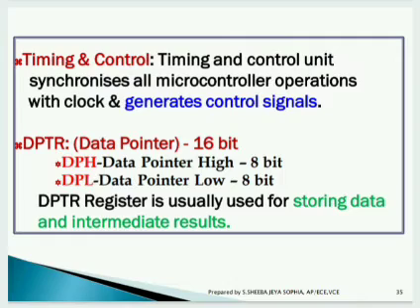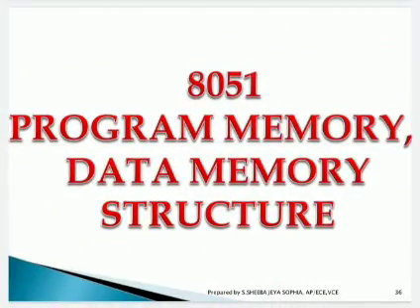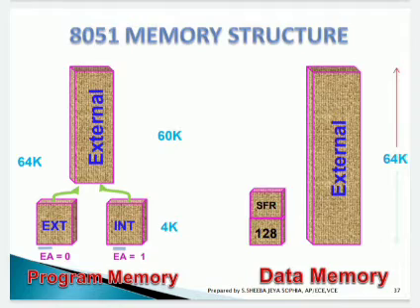The timing and control circuit synchronizes all microcontroller operations with the clock and generates control signals. The DPTR data pointer is a 16-bit register. It has a data pointer high 8-bit and a data pointer low 8-bit, which is usually used for storing data and intermediate results. Moving to the 8051 program memory and data memory structure, this is the memory structure of program memory and data memory, each with 64 KB of memory.